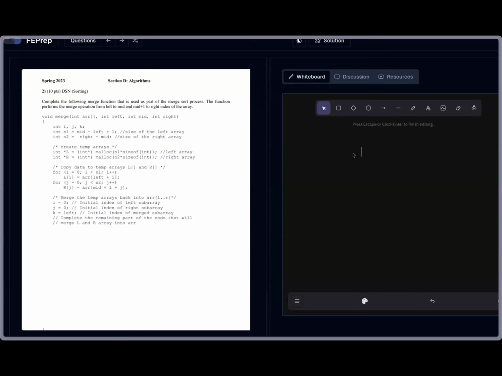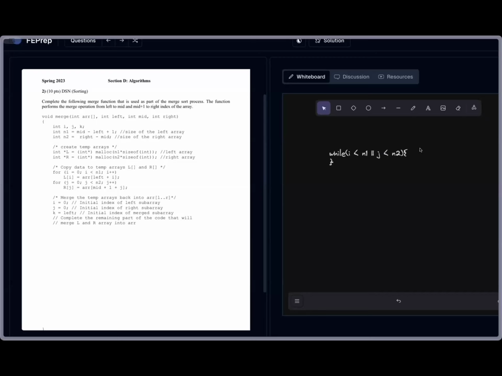Okay. So I'm going to go ahead and start coding this up. So we'll do while i is less than n1 or j is less than n2. This loop is going to continue while we're still traversing i and traversing j. Here we have i is equal to 0. That's the initial index of the left subarray. j is the initial index of the right subarray. And then k is the initial index of the merged subarray.